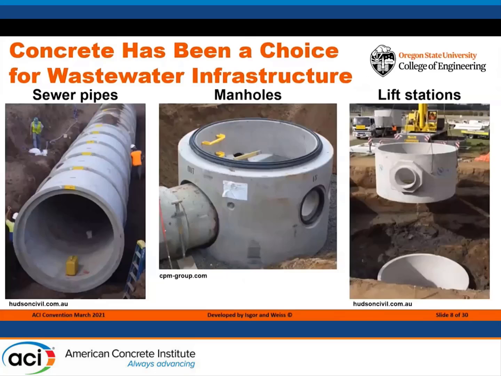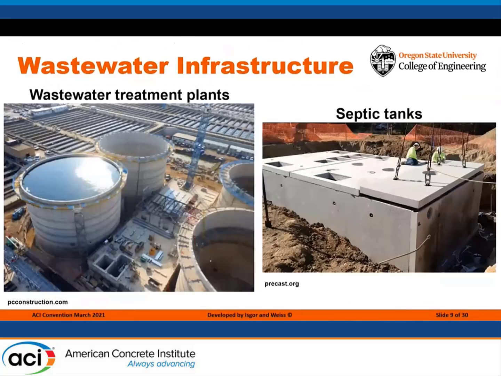So as we think about this and start to look at where concrete's place is in this infrastructure, what we can really see is that concrete has been the material of choice for sewer pipes, for manholes, for lift stations, for wastewater treatment facilities, and for septic tanks. Part of the reason for this is, one, the concrete is really resistant to buoyant forces. Two, in general, the concrete is quite durable and long-lasting. And three, it's a really robust infrastructure material.